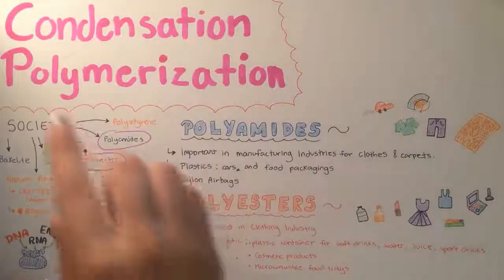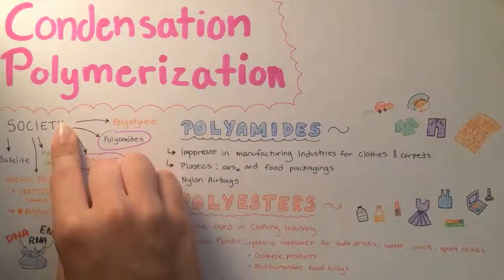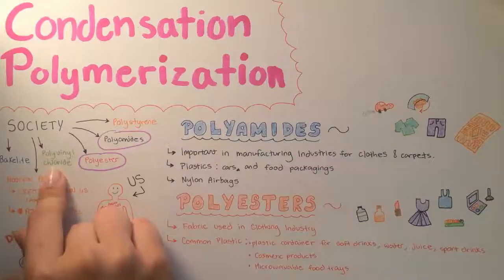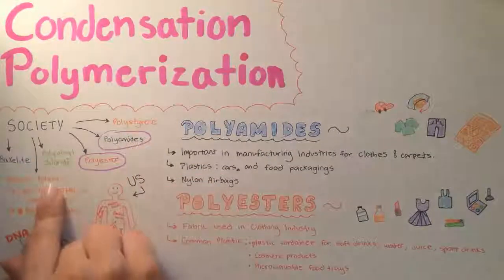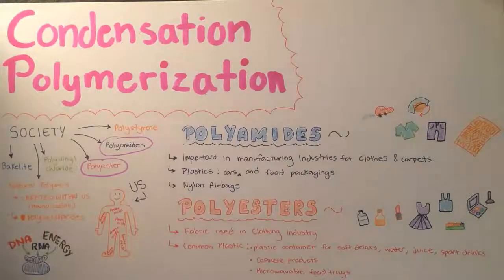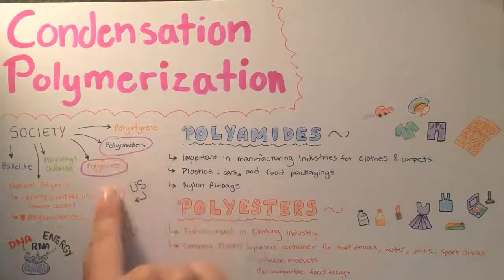There are so many polymers within our society that we depend on, such as bakelite, polyvinyl chloride, polystyrene, polyamides, polyester, and natural polymers. But in today's lesson, we're going to be focusing on polyamides and polyesters.